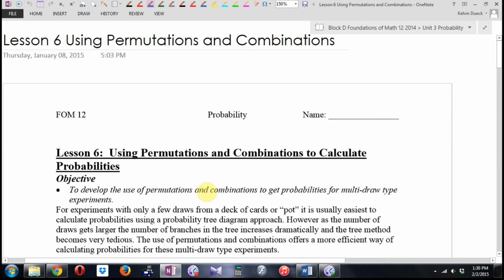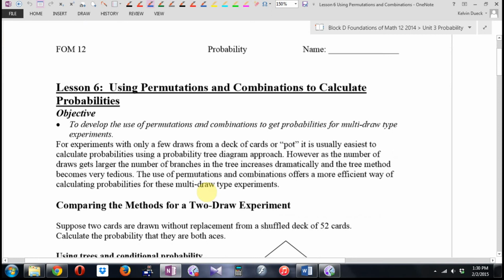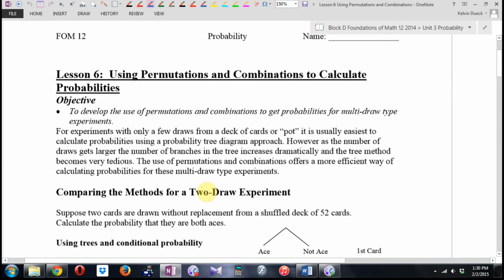So lesson 6 says using permutations and combinations, nPr and nCr. Now I'm going to be honest, Chelsea, I hardly ever use nPr, because if the order matters, even if it's a 5-level tree, it's only one branch, a specific branch, and I can just write out the fractions. So although I said using nPr and nCr in here, we're going to mostly do nCr. But it says this: for experiments with only a few draws from a deck or from a pot, it's usually easiest to do a tree.